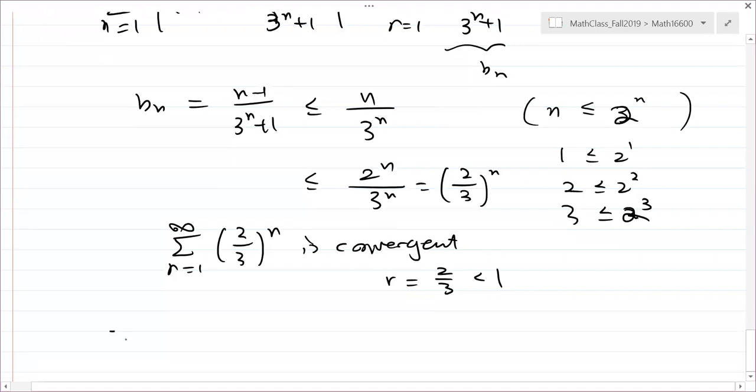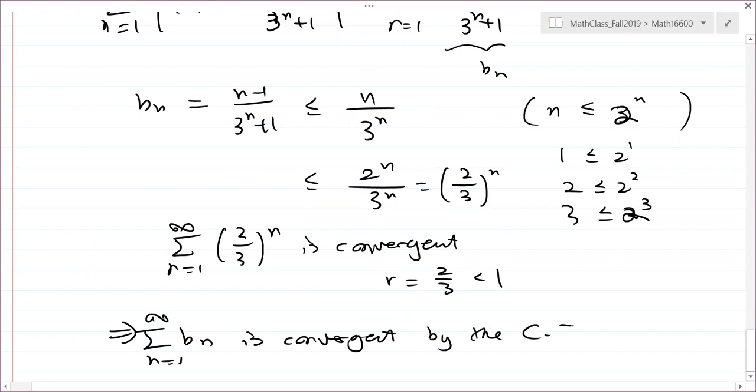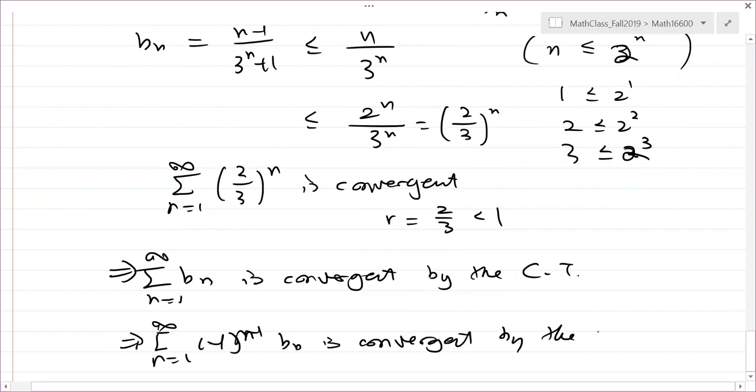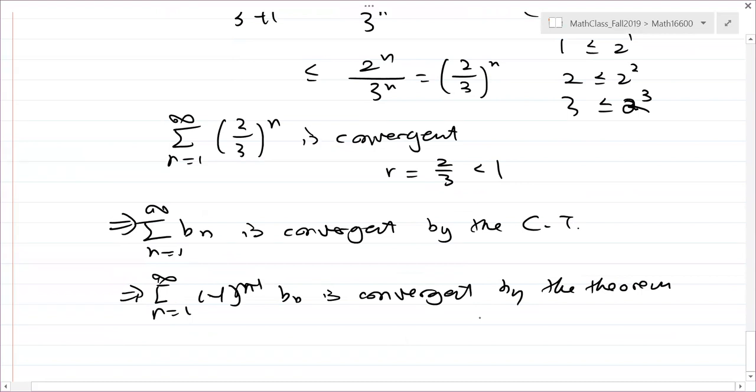So this implies this is convergent by the comparison test. And this implies this is convergent by the theorem in the book, I think in section 1.6.